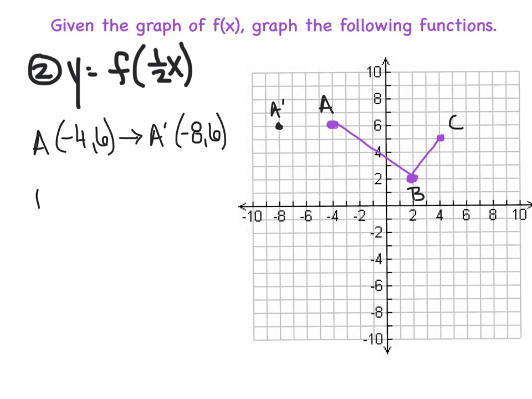Let's see, B we said was 2, 2. I'm going to divide the x-coordinate by 1/2, and that makes it 4, 2. So now we're right here. We'll call that B prime.